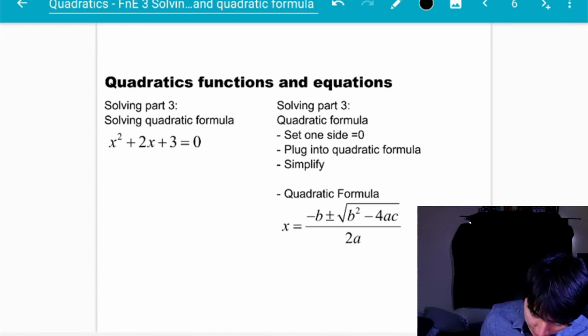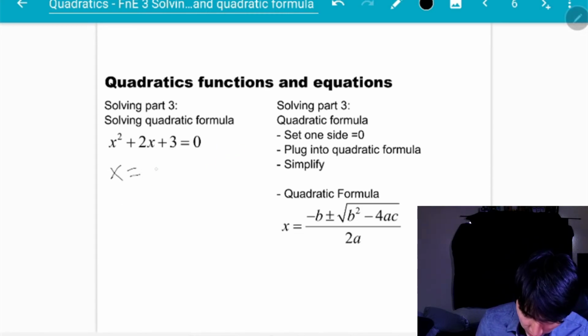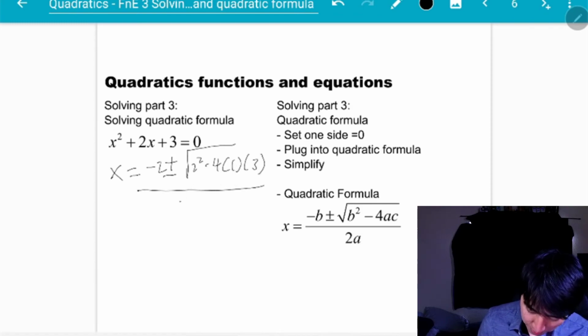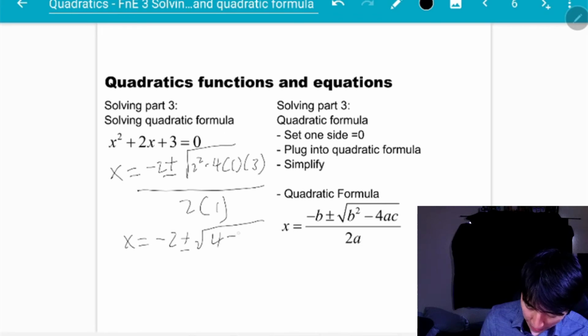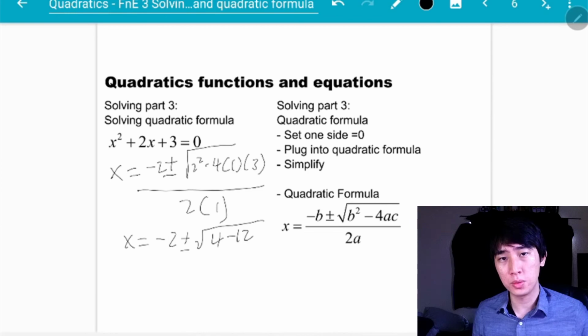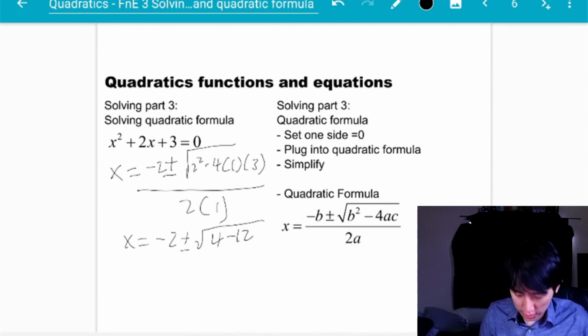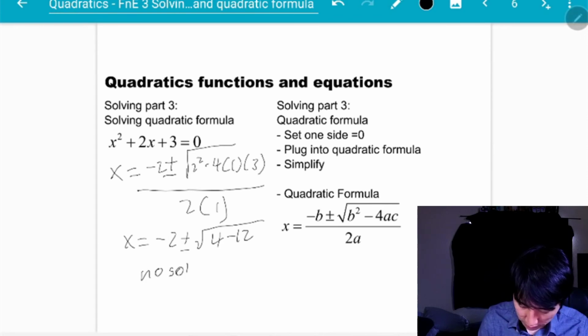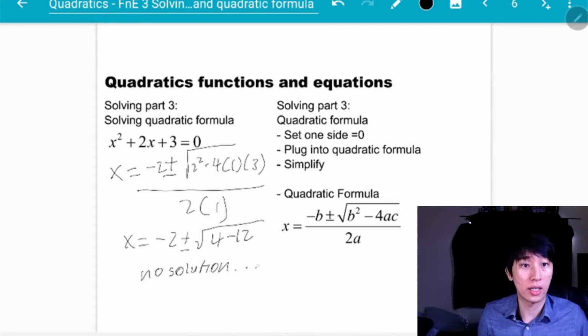Okay, so in this case, we're going to just do it again. X equals negative 2 plus or minus square root 2 squared minus 4 times 1 times 3 divided by 2 times 1. And then from here we have x equals negative 2 plus or minus square root of 4 minus 12. And 4 minus 12 is negative 8. And that means I'm going to have a negative inside of your square root. The second you see a negative inside of your square root, done. There's no way you can solve this. So the answer to this is no solution. And we move on with our lives.